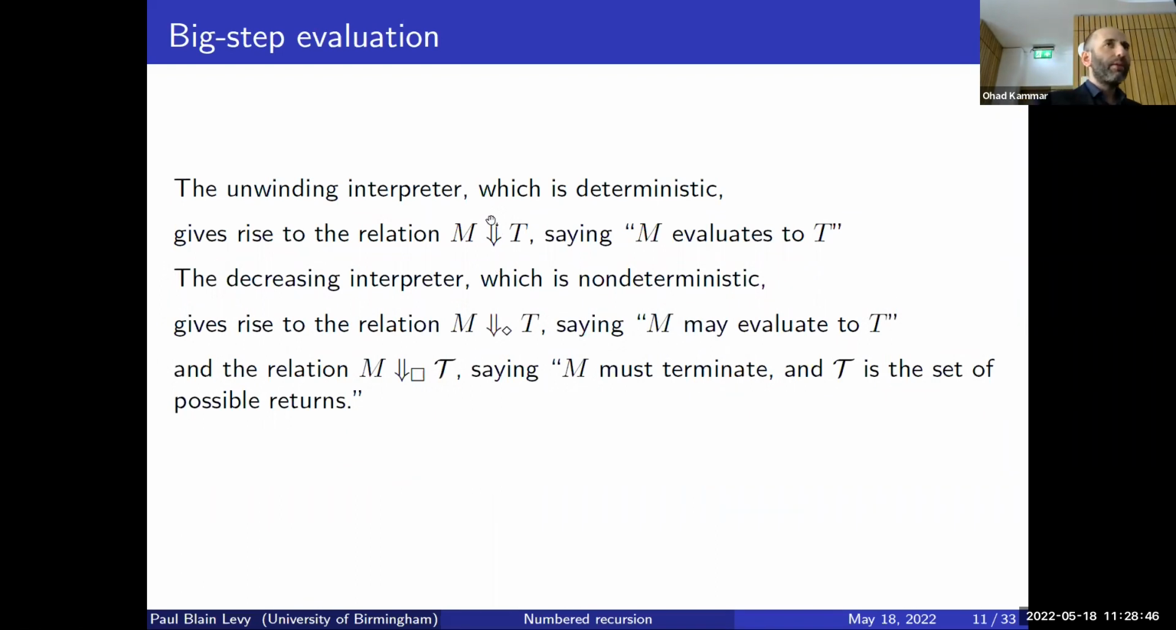People studied big step semantics for non-deterministic languages, people like Soren Lassen. What they did was they had two inductively defined judgments. They have this judgment saying that M may evaluate to T. And they had another judgment, which means M must terminate and T is the set of all things that can be returned. Again, this is defined inductively.